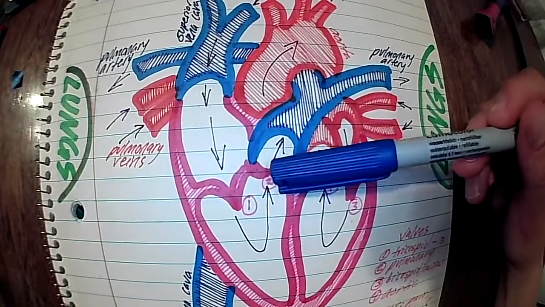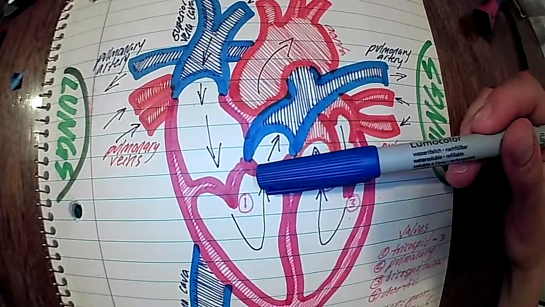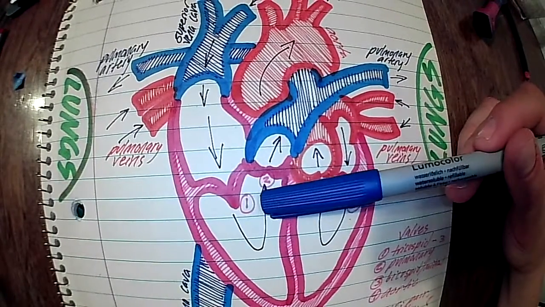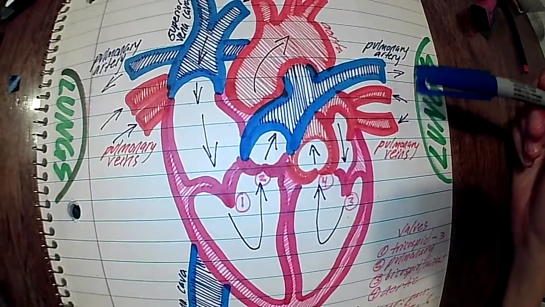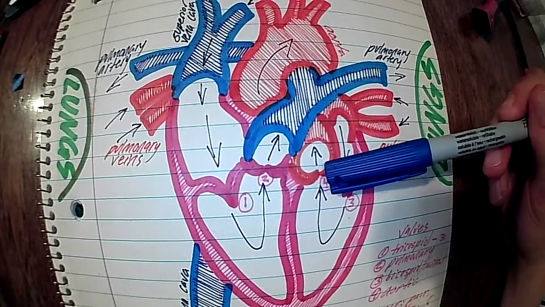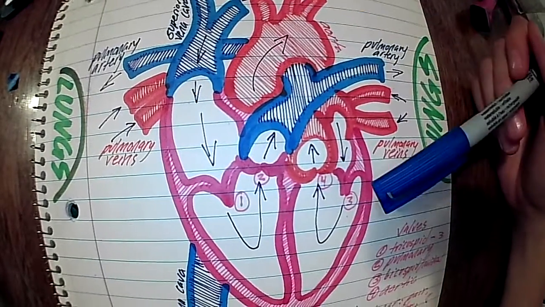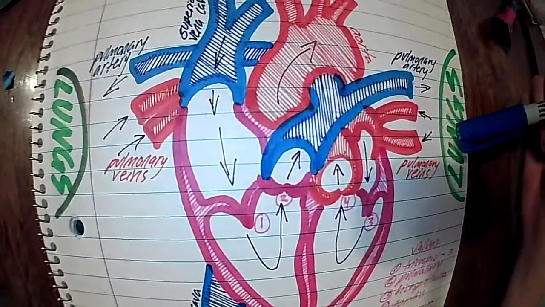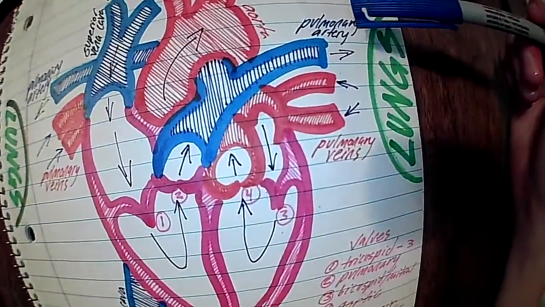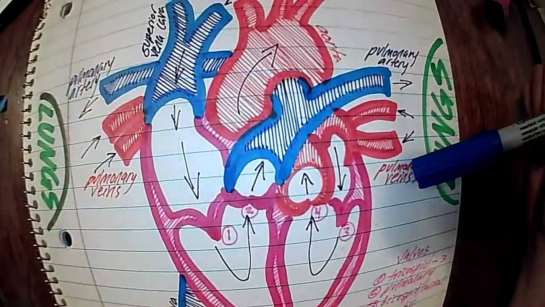And then your 2 valves in the center, your 2 and your 4. Your 2 is your pulmonary valve because it is going into a pulmonary artery, pulmonary referring to lungs, and then 4, your aortic valve, because it is going into the aorta. So that makes sense there. We have our lungs on either side to make reference of the blood passing from the pulmonary arteries into the lungs and coming back through the pulmonary veins.